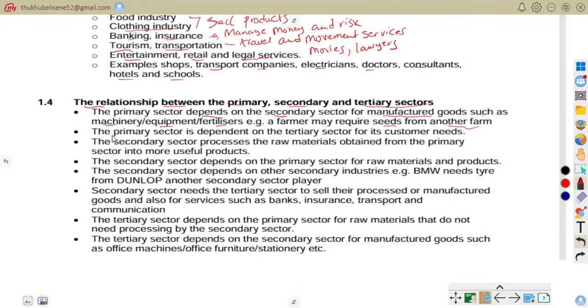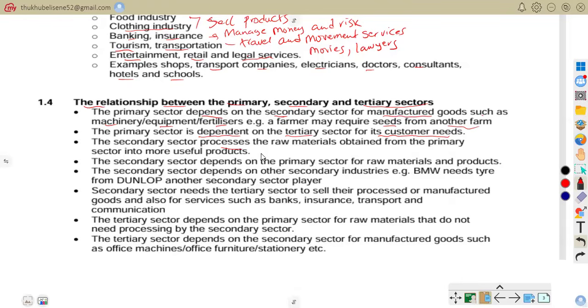It also says the primary sector is dependent on the tertiary sector for customer needs. So we are saying now primary depends on what? On tertiary. Because they need services like transport as well as market. Those are in the tertiary sector. For products, for raw materials that are extracted in the primary sector, they need transport for them to be delivered. They need a market also.